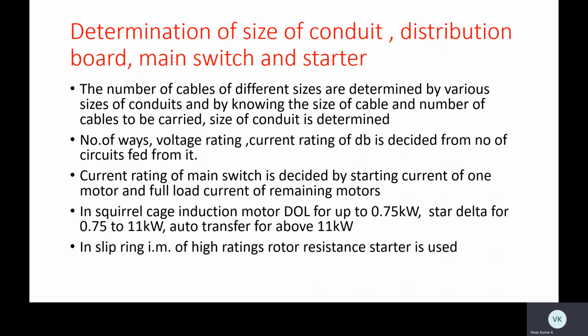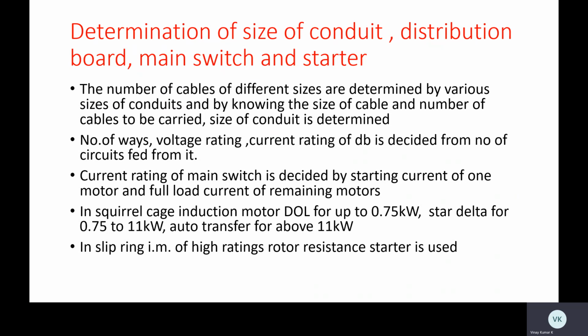And how to determine the distribution board? So the distribution board contains a number of fuses, number of incoming and outgoing lines, number of ways. So based upon that, we have to make the arrangement of the distribution board. The number of ways, voltage ratings, and current ratings of the distribution board are decided from the number of circuits fed from it.